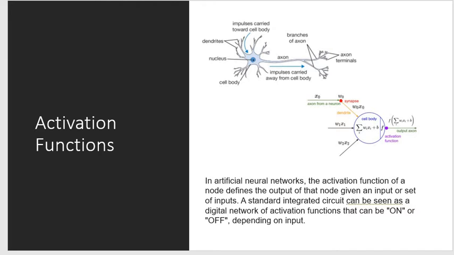In artificial neural networks, the activation function of a node defines the output of a node given an input or a set of inputs. A standard integrated circuit can be seen as a digital network of activation functions that can be on or off depending on the input.